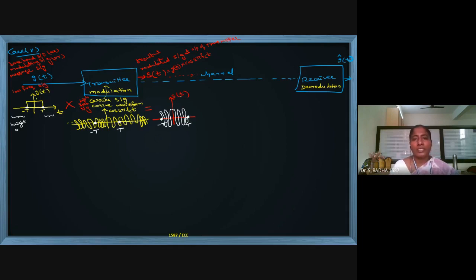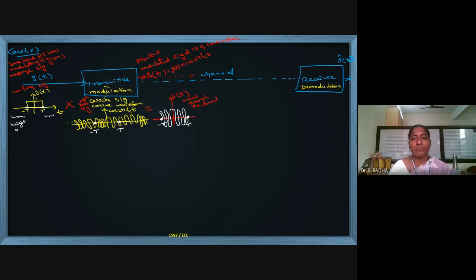Okay. Now, S of t is the final modulated signal. This will travel through the channel. It is ready to travel through the channel now. This is just the output of the transmitter. It is ready to travel through the channel.